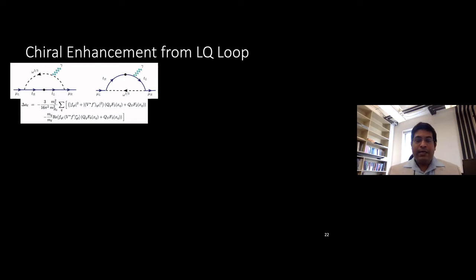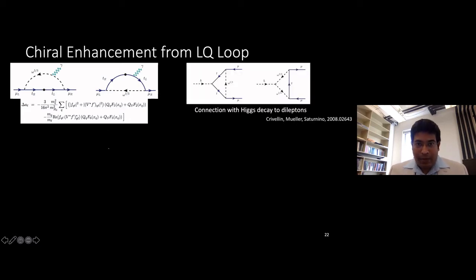And it turns out that there is a very interesting chiral enhancement effect from the leptoquark loops that gives you a large contribution to the muon g-2. In particular, if you have a top quark here, and this is a particular example with the R2 leptoquark, if you have a top quark in the loop, then you have this m_t over m_mu enhancement, and that can explain the muon g-2. But something more interesting happens here.